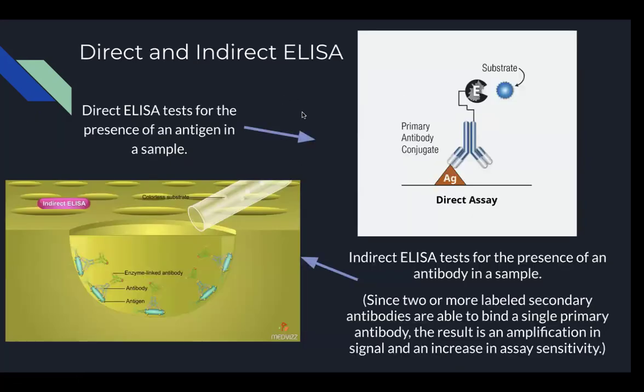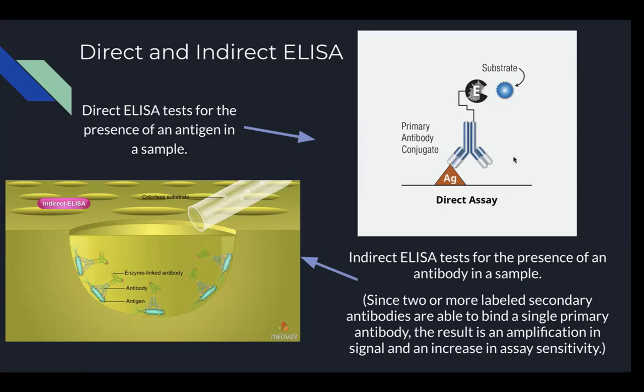And then this is the difference between a direct and an indirect ELISA. So direct will test for the presence of an antigen in a sample. There are some advantages and disadvantages to both. Then the indirect will test for the antibody in a sample.